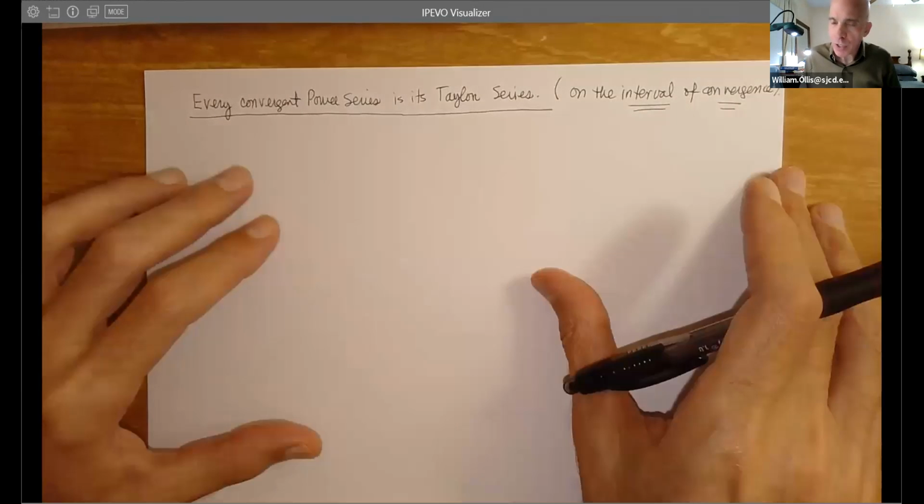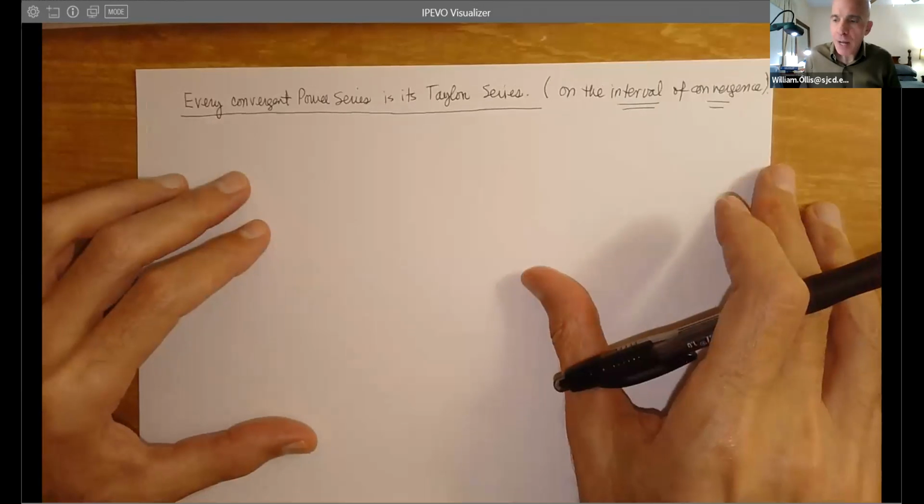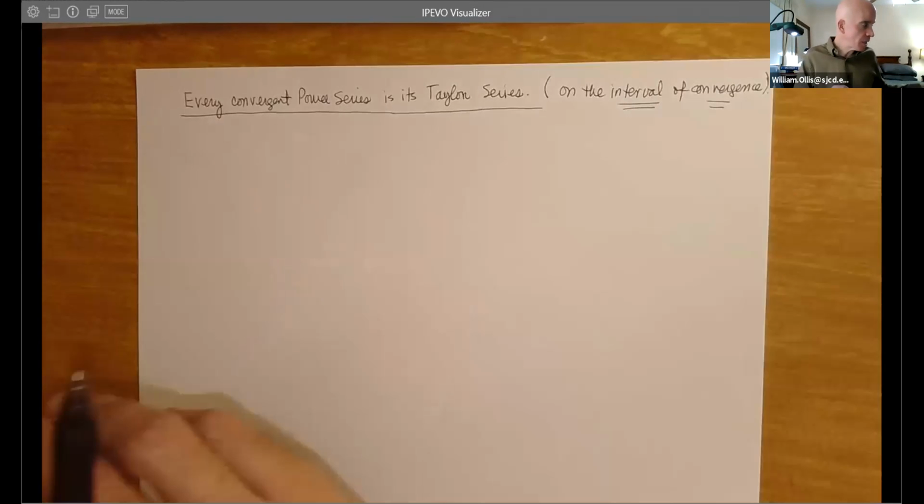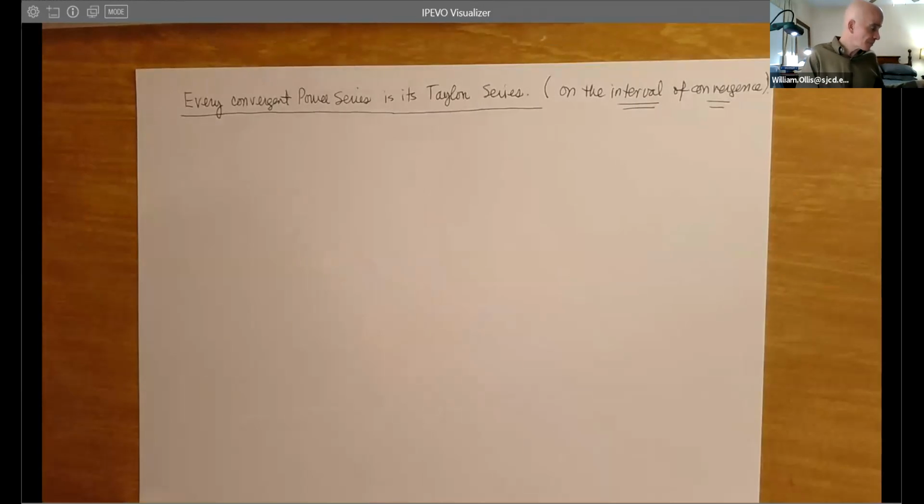So what I want to do is to look at an example that is devoid of all the beauty of the geometric series and think about this in terms of a Taylor series.